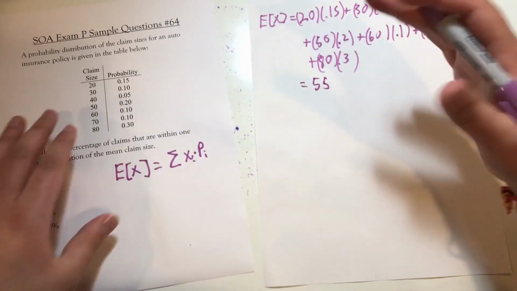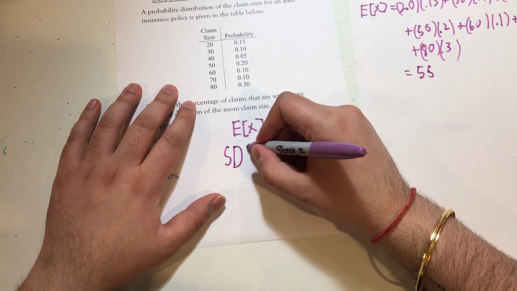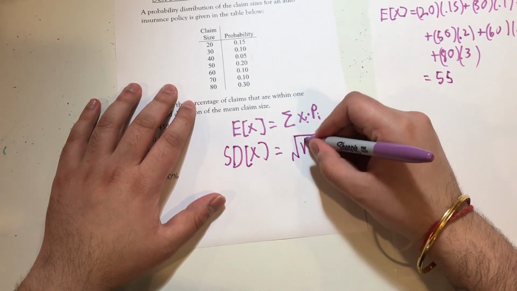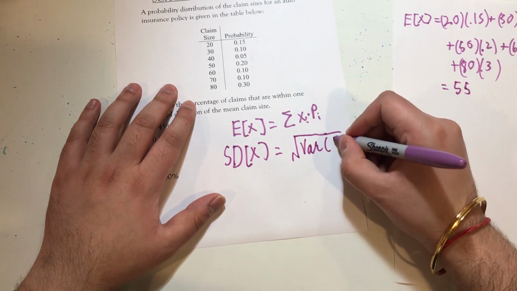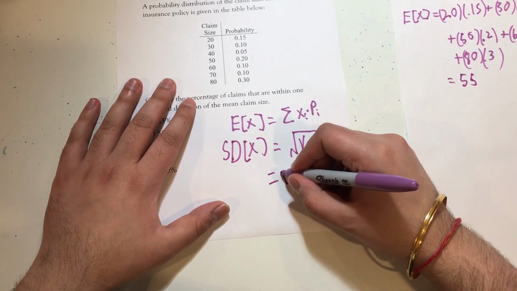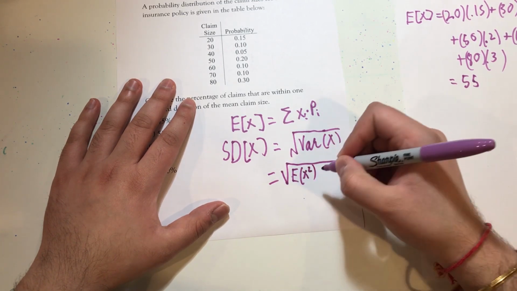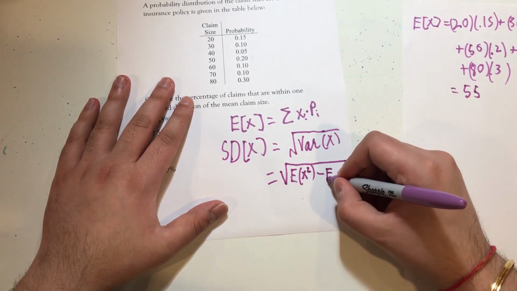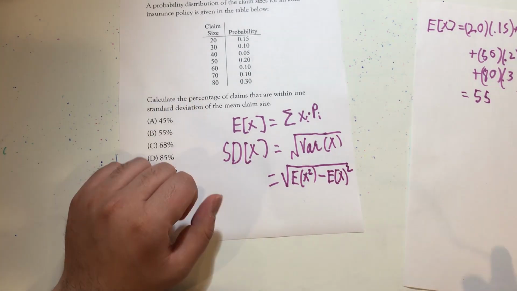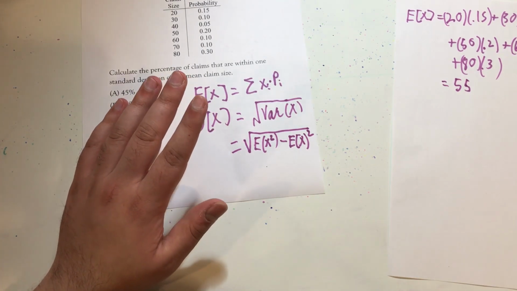Next, we need the standard deviation. You should be familiar with this simple formula. The standard deviation of x is simply equal to the square root of the variance of x. And what's the variance of x? Well, the variance of x is the second moment, also known as the expected value of x squared, minus the first moment, which is the expected value of x, and that squared, where the square is on the outside. Luckily we already have the expected value. We just need to now get the second moment.